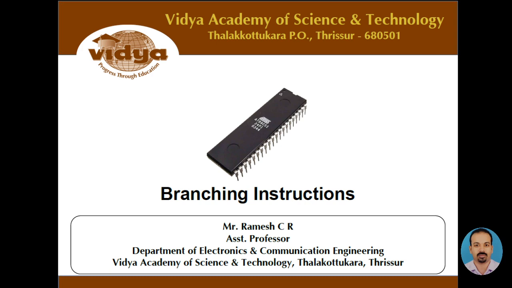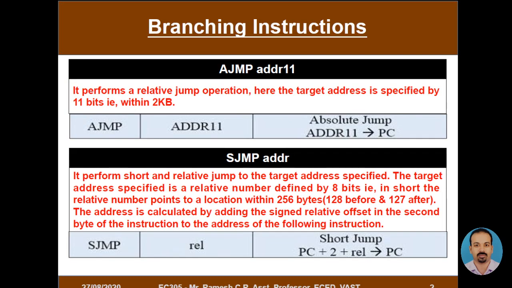program logic. Okay, so as we discussed in the introduction class or the overview class about the instruction set, we know that the branching instructions can be of two types. One is the conditional branching, another one is the unconditional branching. So we will be initially discussing the unconditional branching, and after that we will be moving on to the conditional branching. So the first instruction in the unconditional branching is AJMP address 11.